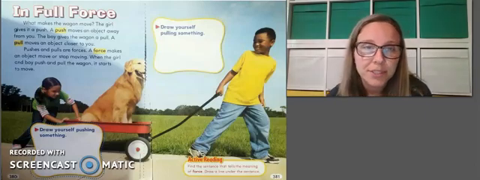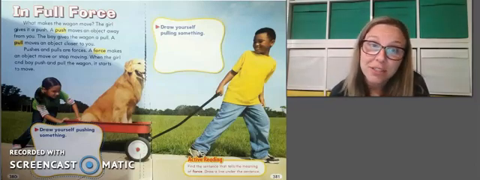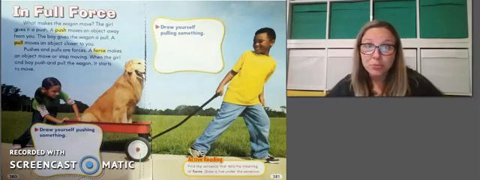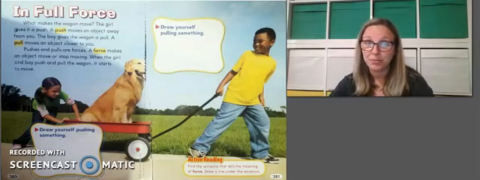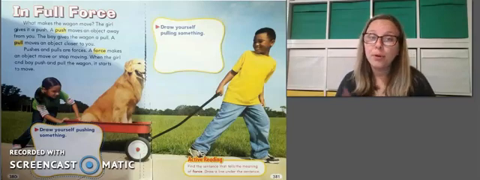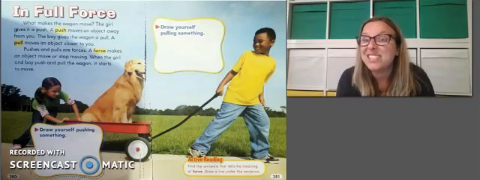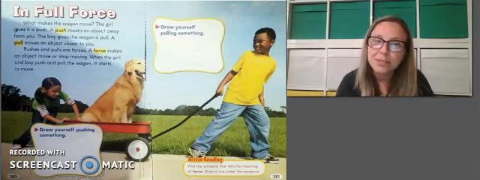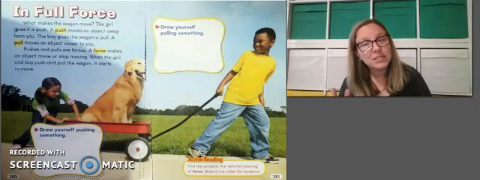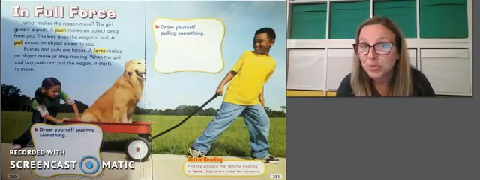In full force. What makes the wagon move? The girl gives it a push. A push moves an object away from you. The boy gives the wagon a pull. A pull moves an object closer to you. Pushes and pulls are forces. A force makes an object move or stop moving. When the girl and the boy push and pull the wagon, it starts to move.